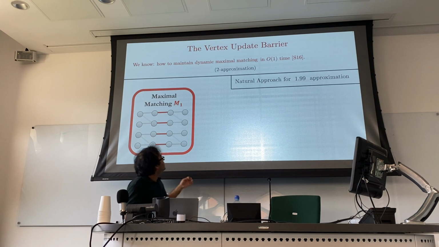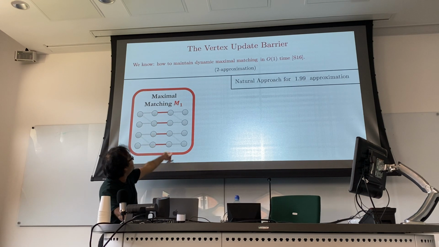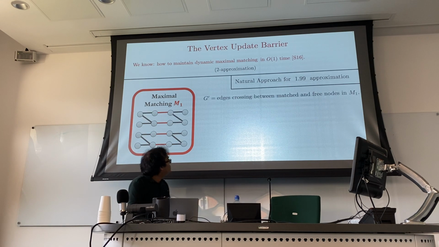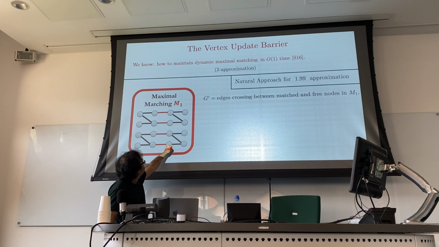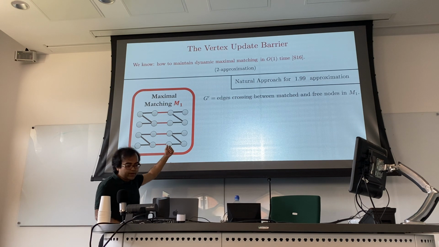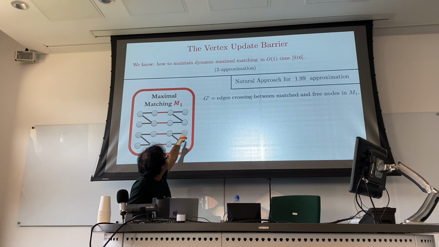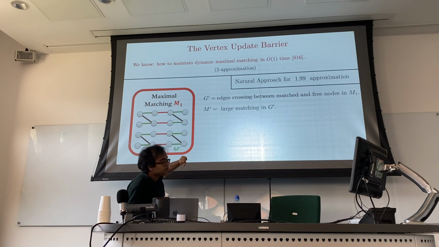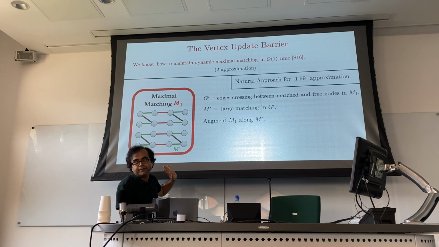And at a very high level then, the approach is: maintain this maximal matching M1 using previous work in polylog update time already. Then look at this graph between matched nodes in M1 and unmatched nodes in M1. Try to find another matching in this graph G prime. So G prime is basically the edges crossing between matched and free nodes in M1. Try to maintain a matching M prime in G prime that is large enough, and then augment M1 along with M prime to get slightly better than 2 approximation.